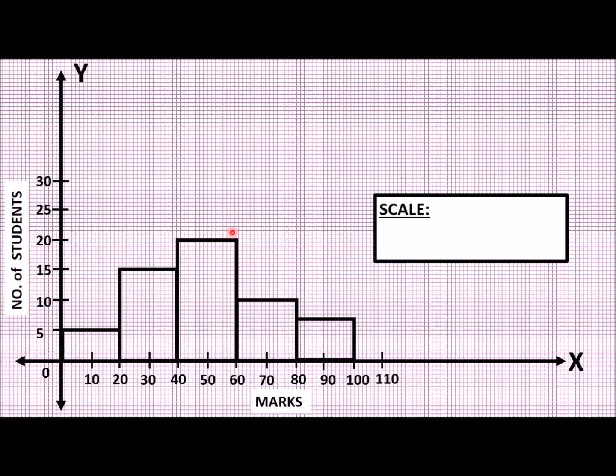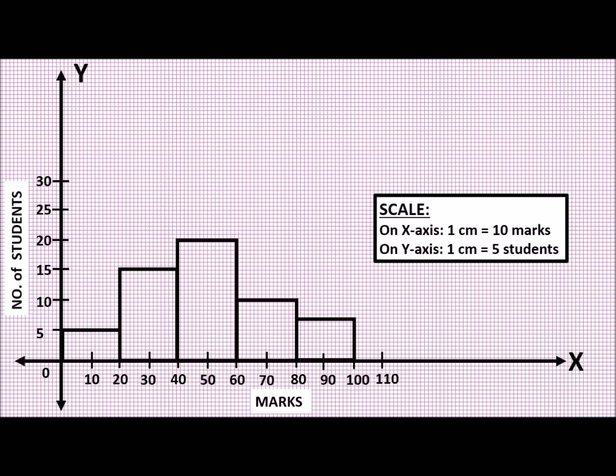So in this case we say on the x-axis 1 centimeter corresponds to 10 marks. So 1 centimeter equals 10 marks, and on the y-axis 1 centimeter is equal to 5 students. So we go ahead and write on the y-axis 1 centimeter is equal to 5 students. So this is one element that you need to mention, the scale.